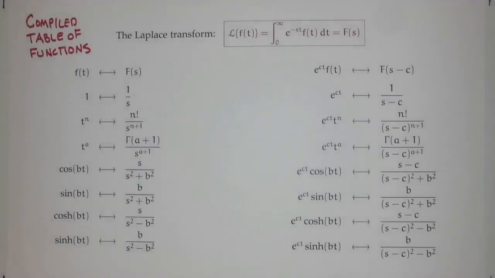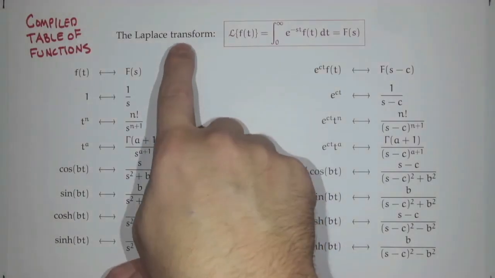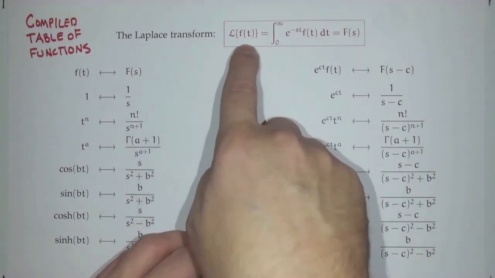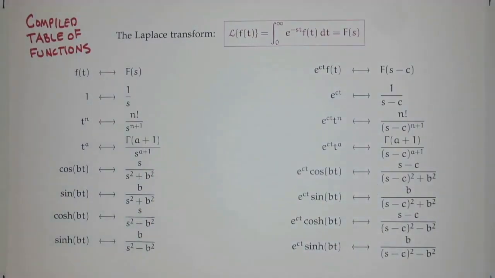We have here a compilation of what we did last time. And so what was the idea last time? We're introducing this notion called the Laplace transform. And what we do is we take a function, f of t, and we do something to it. And at the end, we produce a new function, f of s.